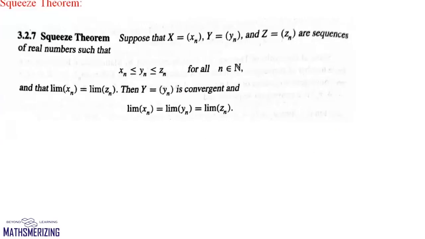Now we'll come to the squeeze theorem. It says, suppose we have three sequences x, y and z, such that for all natural numbers xn is always less than or equal to yn, which is always less than or equal to zn, and if limit xn is equal to limit zn, then the sequence y will also be a convergent sequence and the limit of y will be the same as the limit of x and z.